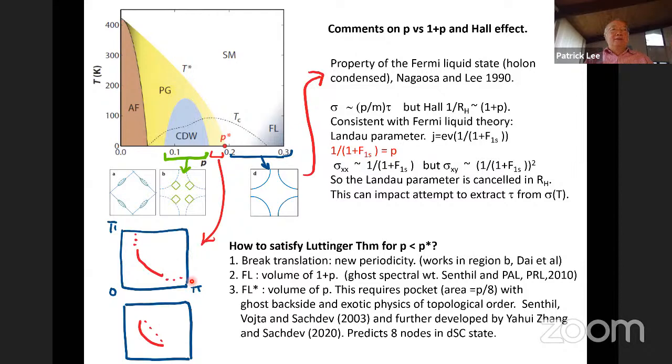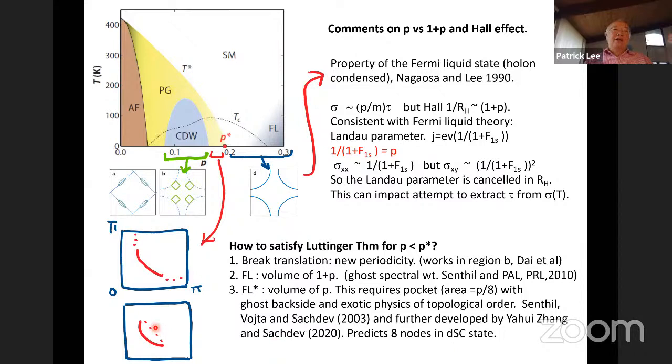Of course, the Fermi arc cannot end in thin air, right? So we need to close it somehow. So your choice is basically to close it this way or close it this way, okay? We need some kind of ghost. Now, the price you pay for closing it this way with this ghost is that this predicts that if you make a superconductor, you have 8 nodes.